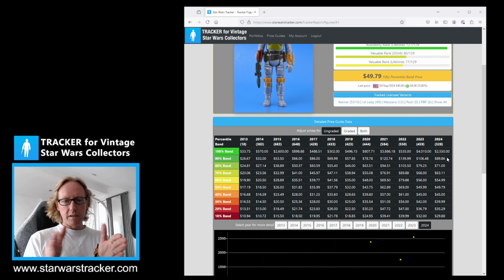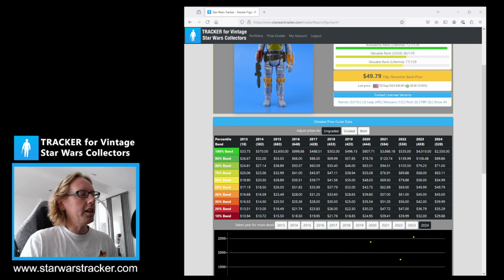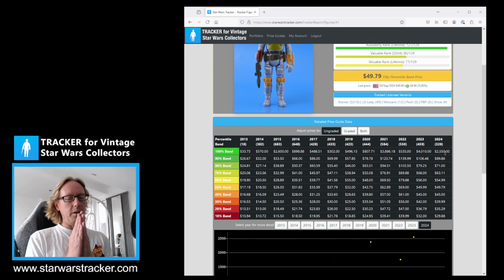If we just skip a few bands and go up to, say, the 90% band, so now we're looking at all the prices lined up from the lowest to the highest, and we're saying that 90% of them, from the lowest up to the top 90%, the most you would expect to pay is $89.86. And then the 100% band is basically saying, look, line all of them up, and what's the highest price that you saw after lining them all up in order? And that's saying that the highest price I saw was a bit over $2,500 for one Boba Fett figure.